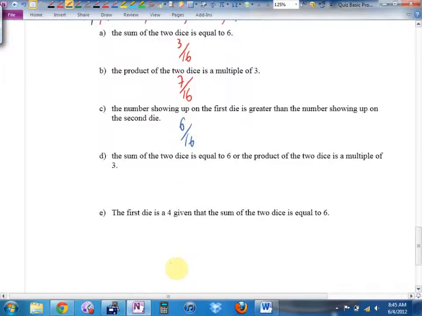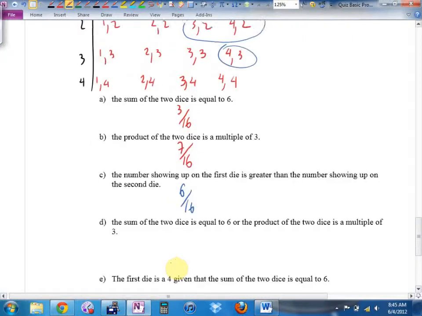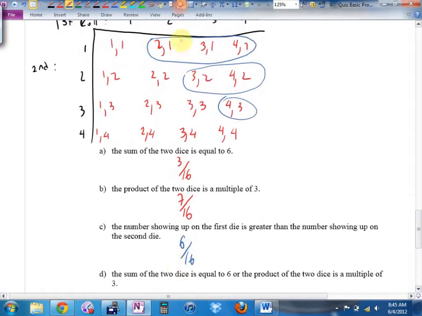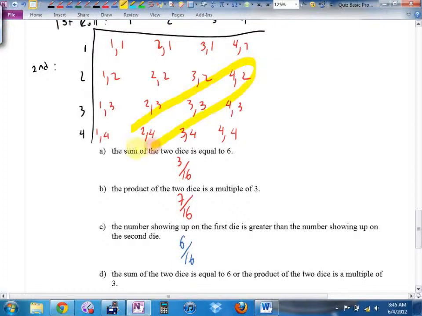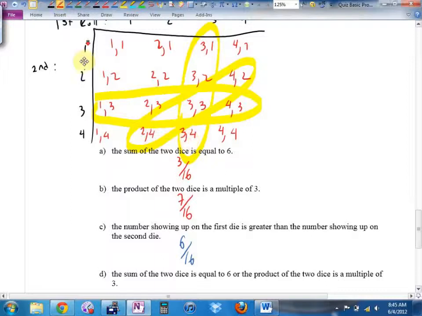The sum of the 2 dice is equal to 6, or the product of the 2 dice is a multiple of 3. I'm just going to count. Let's see, the sum was equal to 6. That was this group here. Or the product is equal to 3. That was this group here. You know what? 1, 2, 3, 4, 5, 6, 7, 8, 9. I could have got there with a formula, but it's 9 out of 16.